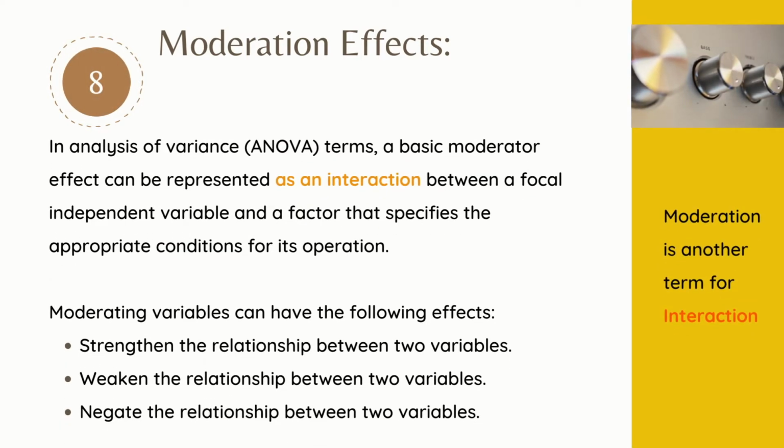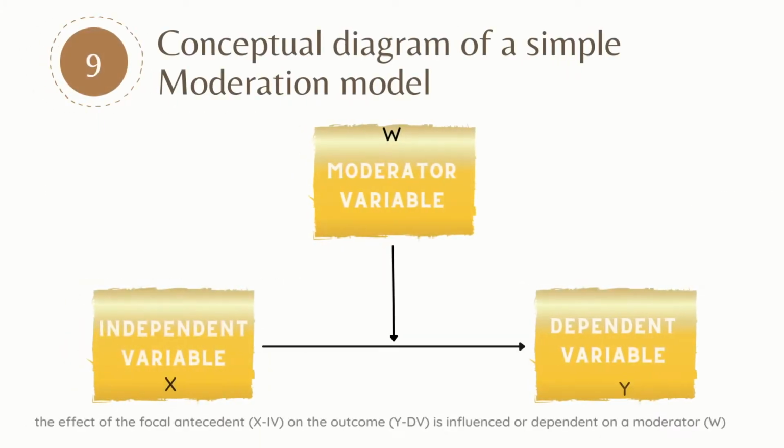Just think of moderation in very simple terms. It's just another term for interaction. In analysis of variance, a basic moderator effect can be represented as an interaction between a focal independent variable and a factor that specifies the appropriate conditions for its operation. Moderating variables can have the following effects. It can either strengthen the relationship between the two variables or weaken the relationship between the two variables, but also it can negate the relationship between two variables.